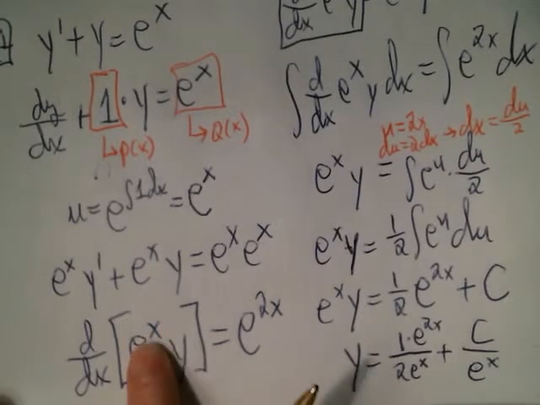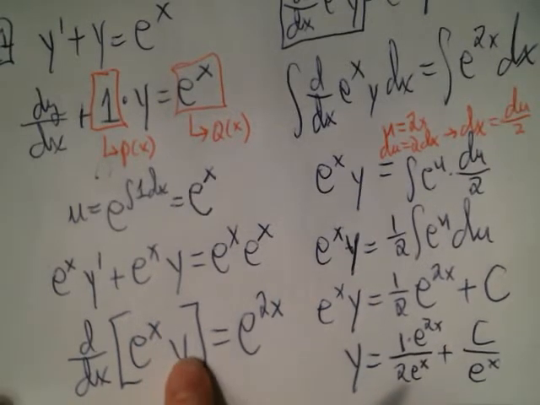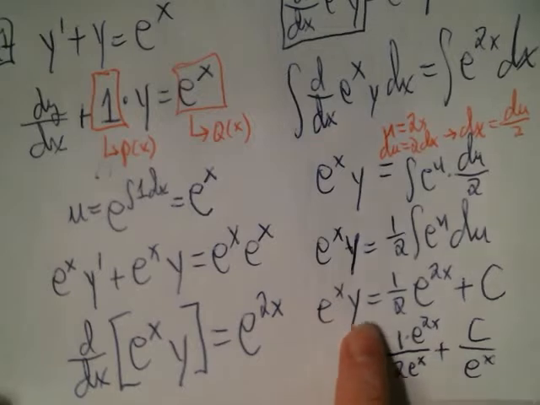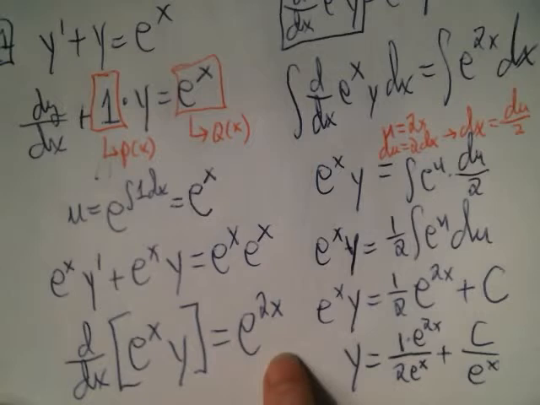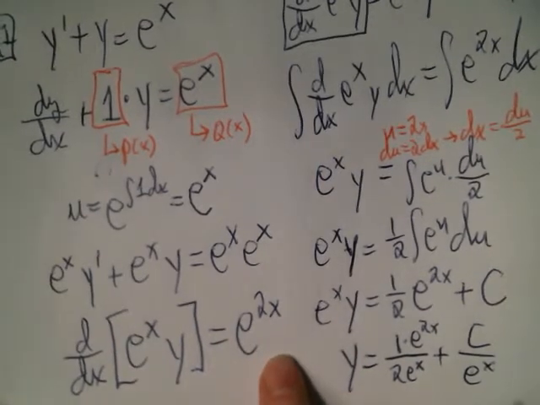This product will be mu times y, and then when you integrate, you're just going to have mu times y. And in the book, they'll give you a formula, but I want you to be able to do this process by hand. Okay.